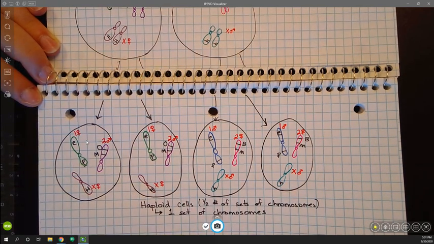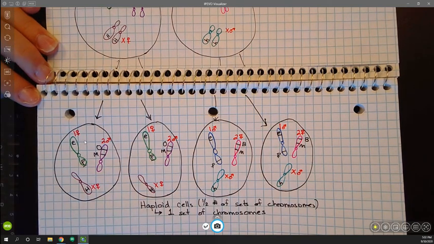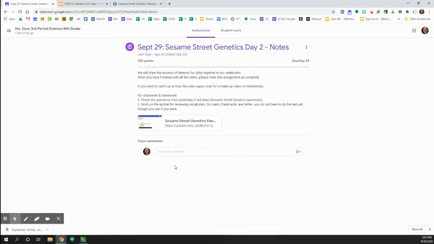But this is meiosis, and this is what we did in class on September 29th. Hope that this is helpful for you. Save these notes. We're going to be using them in class on September 30th. You can also go ahead and start working on your Quizlet. So let's take a look at what your homework is for tonight. And that is to work on this Quizlet.